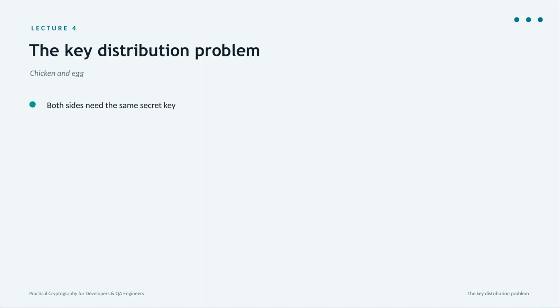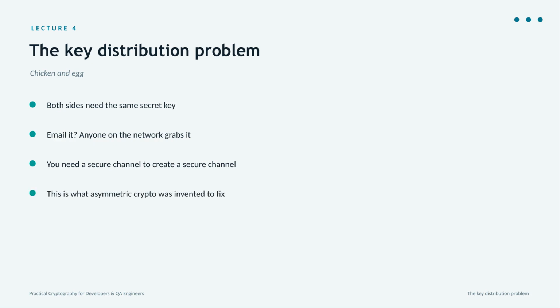The problem is sharing. If you and I both need the same secret key to talk secretly and securely, how do I make sure that key gets to you in the first place? I can't just email it, because if I email it, any network can grab it, and now our secret becomes public. This is called the key distribution problem, and for a long time, this was a genuine headache. You need a secure channel to share the key, but the whole point was you don't have a secure channel yet. So the solution was the second family, asymmetric cryptography.